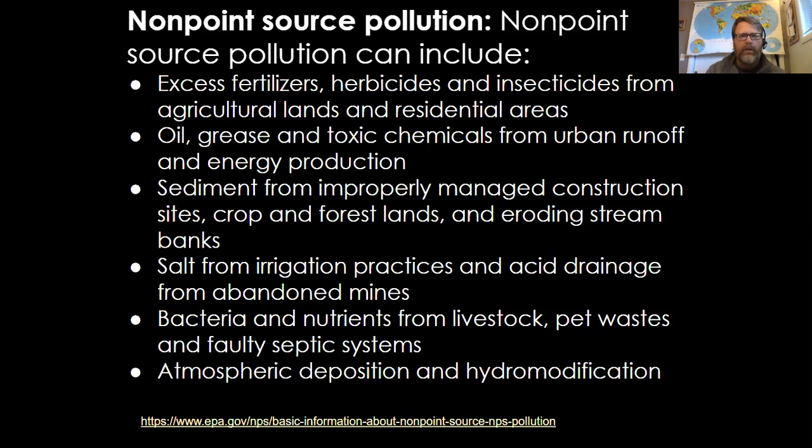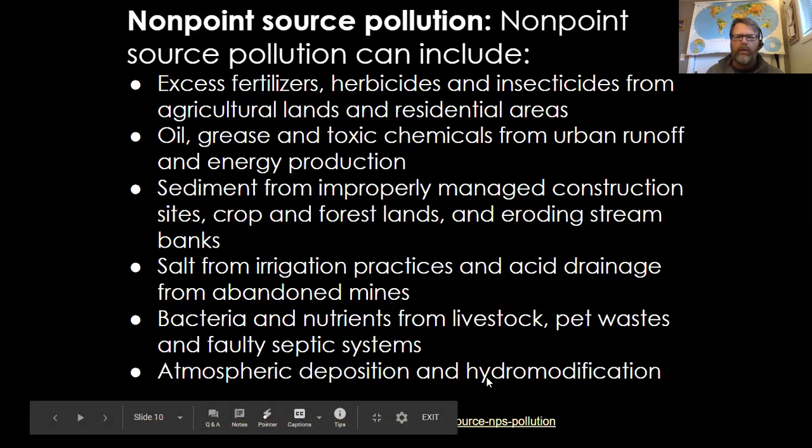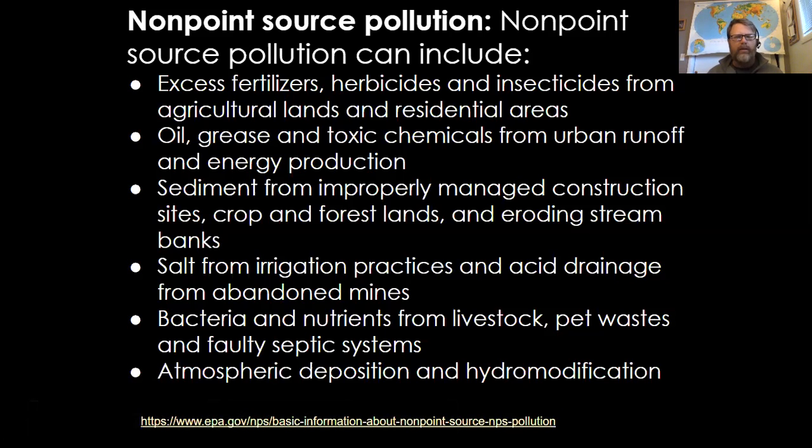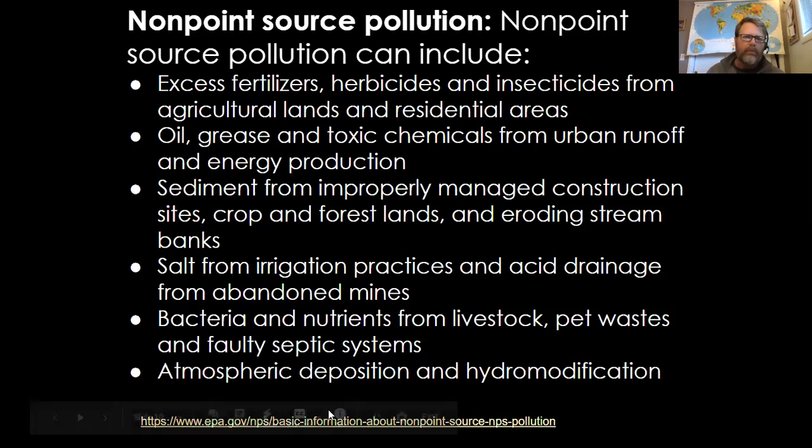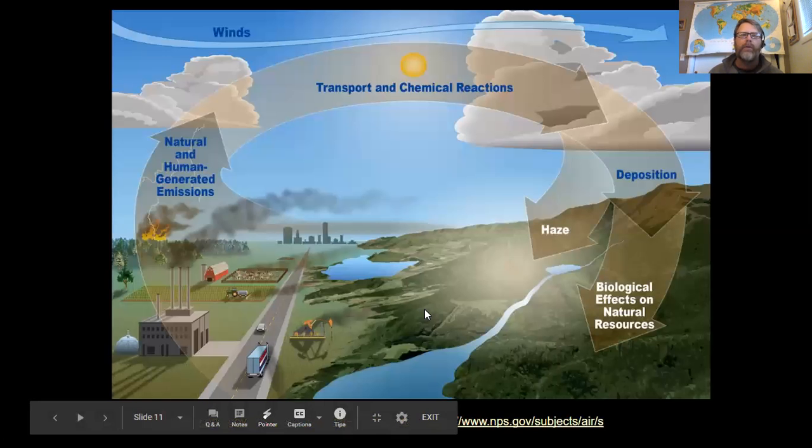All right, and then salt and acid drainage from abandoned mines, bacteria and nutrients from livestock and pet waste, and faulty septic systems, and finally atmospheric deposition and hydromodification. So remember, hydro means water, okay? So we can have air and water being generated in places where they're not normally there, and it can affect the environment. Again, we're getting this information from the EPA.